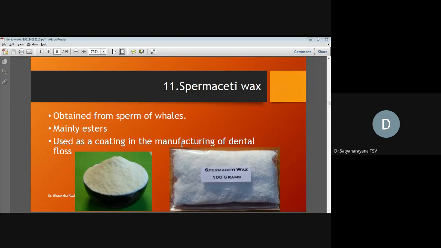Usually you will have a thread. Dental floss is a thread which is coated with wax. Even in threads, you can use your normal thread also, but because it is coated with dental wax, it is not going to impinge on your soft tissue. So any interdental food obstruction or food lodgement can be removed through your wax floss.